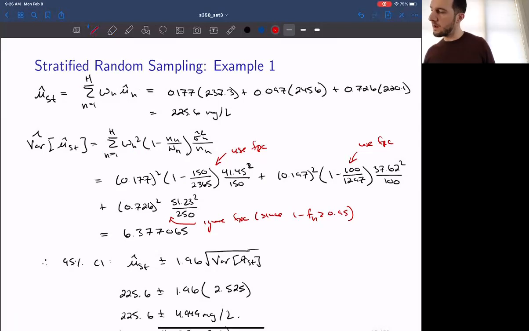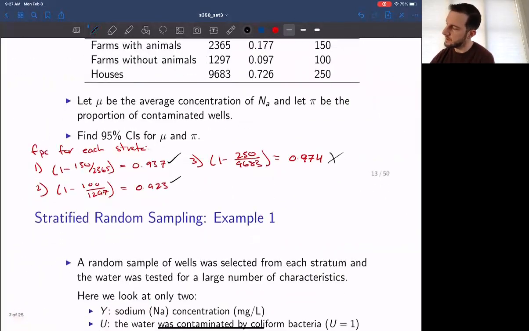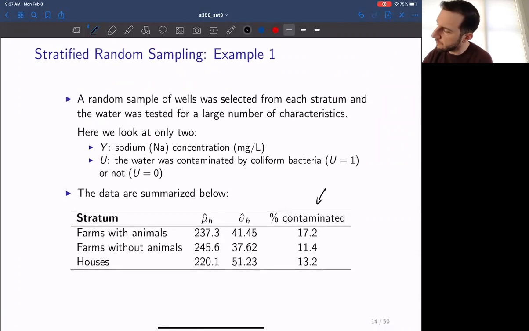All right. In part 2, so in part B, we want to estimate the proportion. This is going to be done in pretty much the same way as the mean. The only difference here is that we're talking about the percent contaminated. So these parts here are going to be the pi hat h for each stratum. Basically, we're just taking the average of these 3 proportions. The process of computing the estimate for the proportion and the estimate for the population average are going to be very similar.